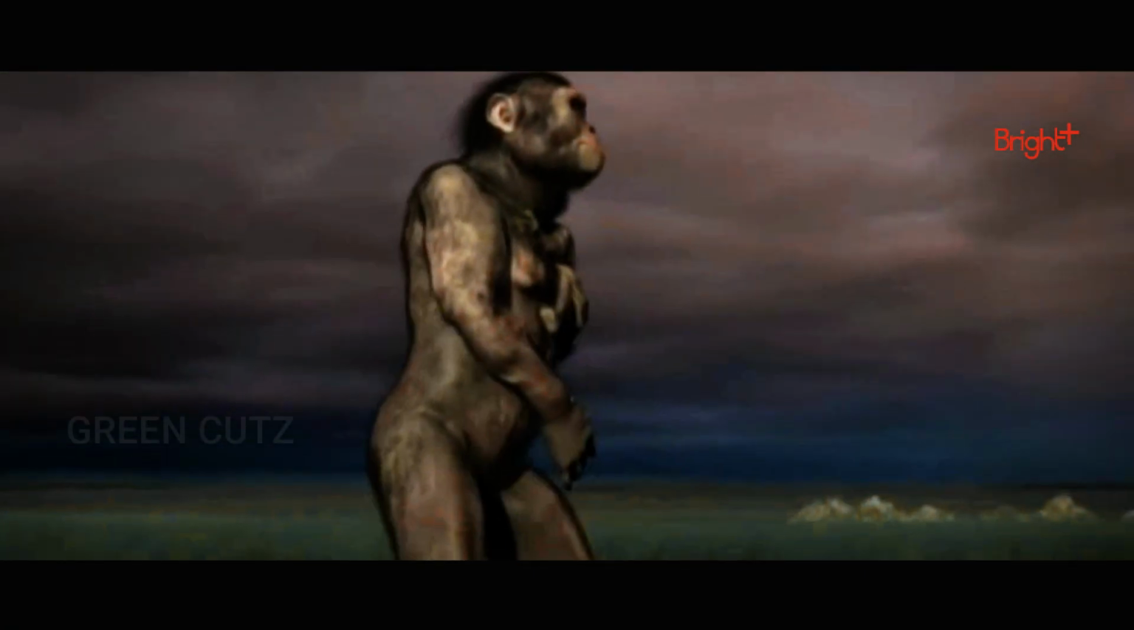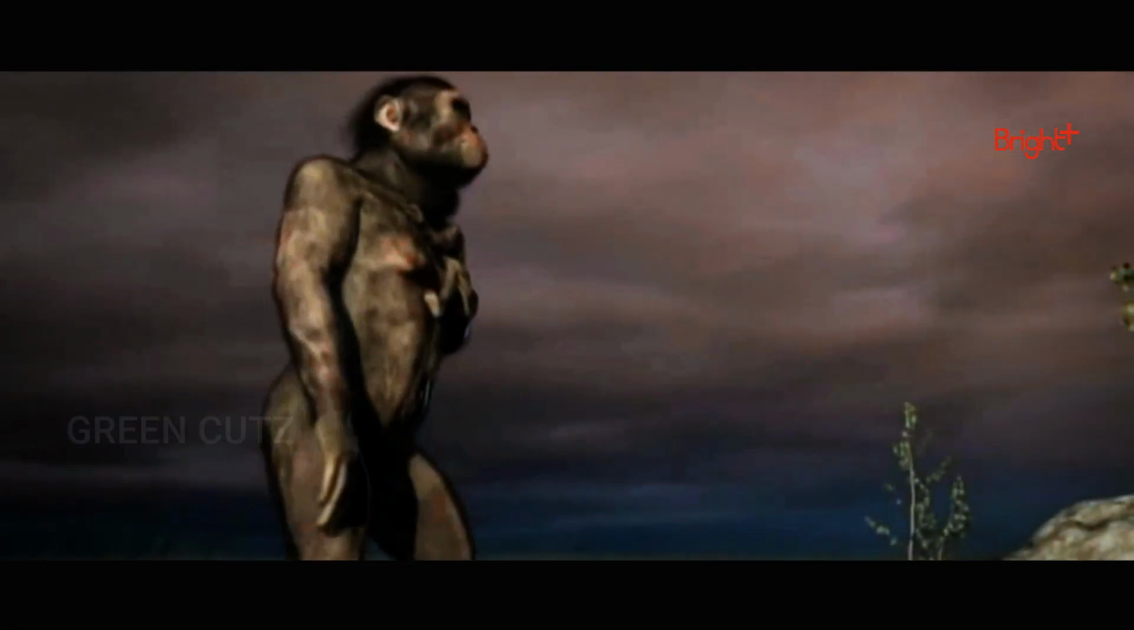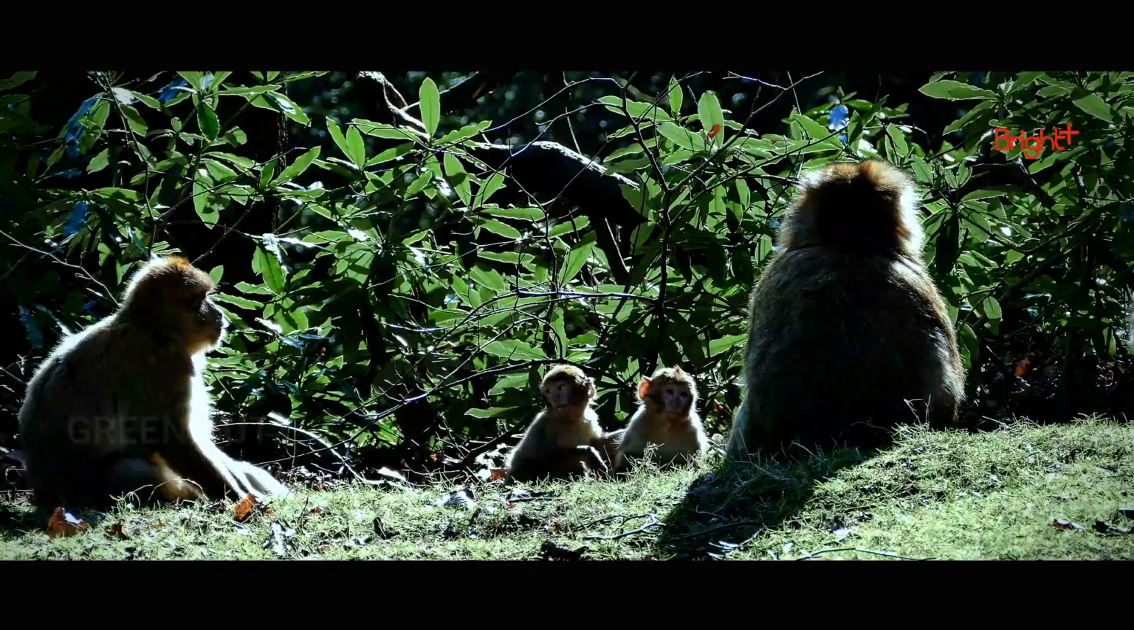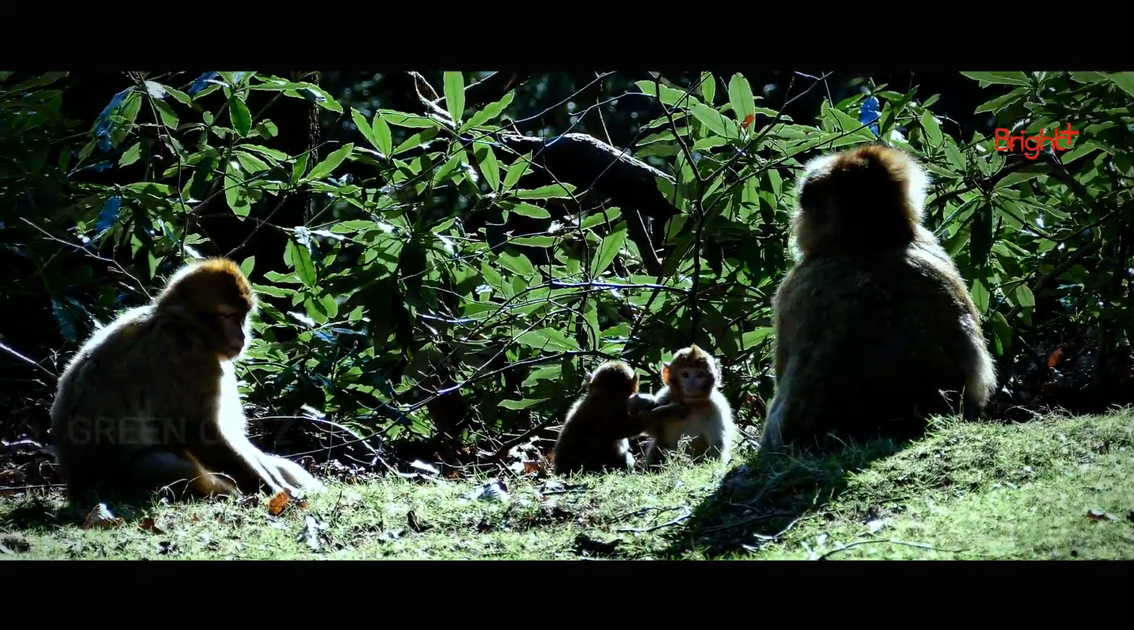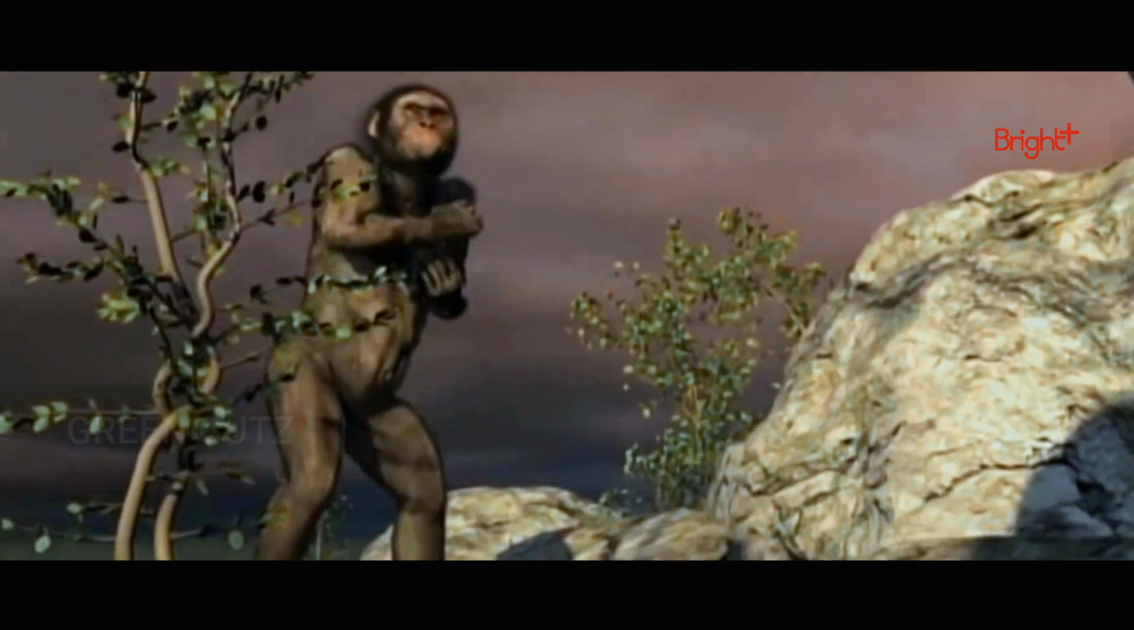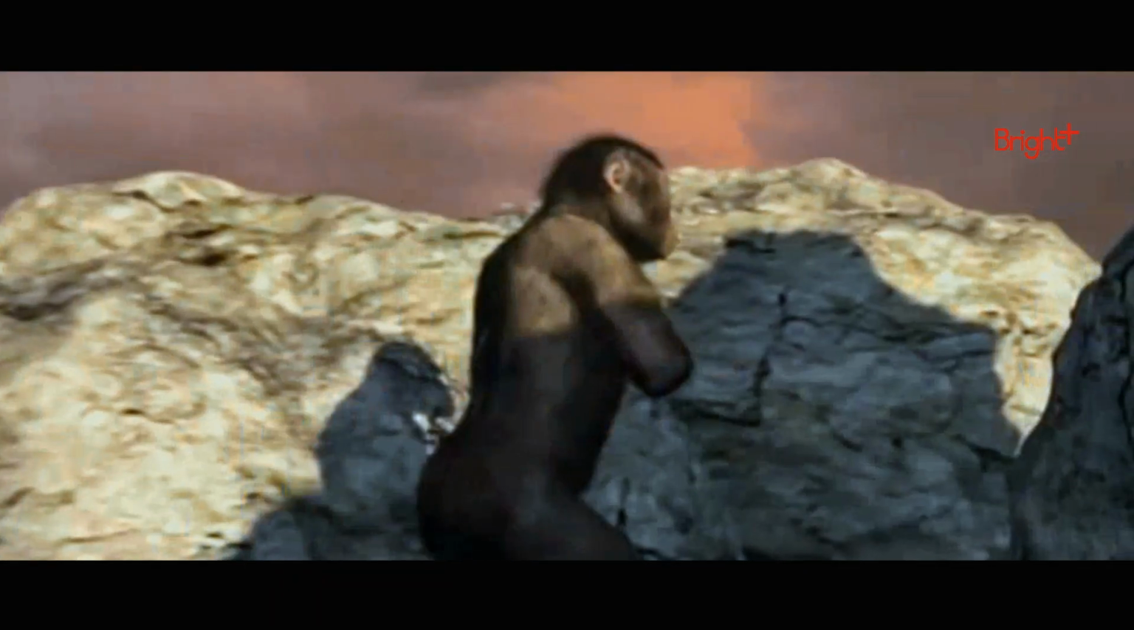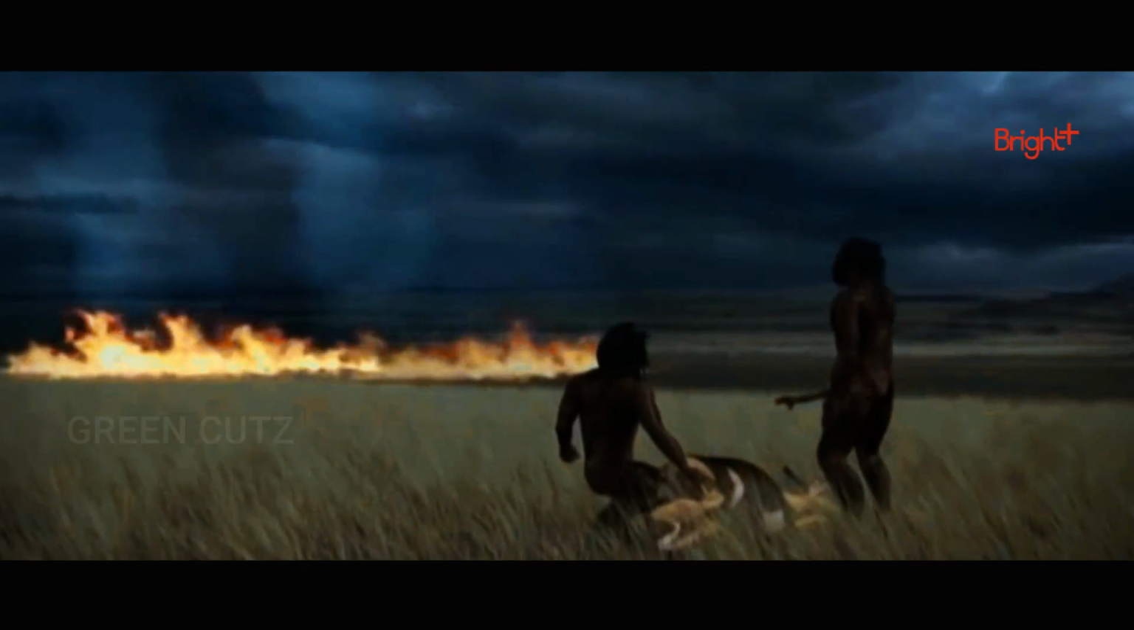Around 20 million years ago, the first hominoids appeared. These were primates that were adapted to walking on two legs, rather than four. The earliest hominoids were small and ape-like, but over time, they evolved into larger and more sophisticated species. One of the most important developments in hominoid evolution was the enlargement of the brain. This allowed hominoids to develop complex social structures, communicate more effectively, and adapt to changing environments.